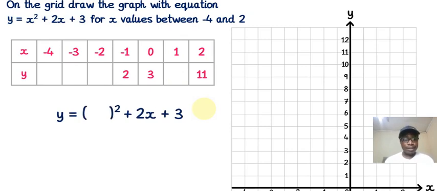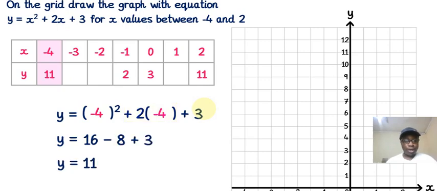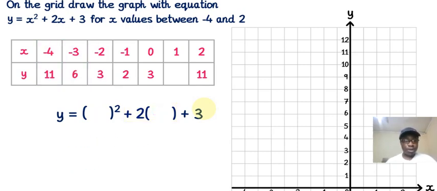So for x, we are going to substitute the values that are given in the table. So let's begin with what? With minus 4, and minus 4 there, minus 4 there. We evaluate that, we're going to get minus 11. We do that for minus 3, we get 6, minus 2, we get 3, and 1, we get what? 6. So those are the values.